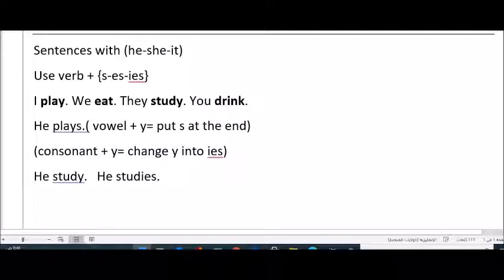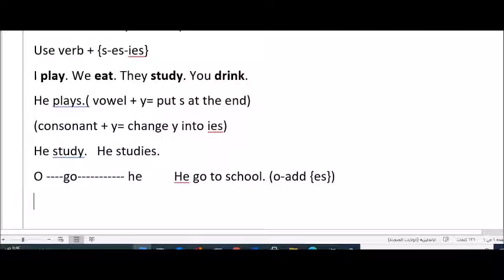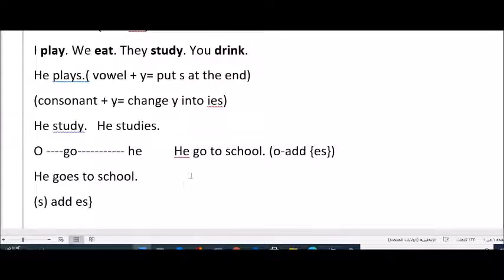What happens if the verb ends with o? Like the verb go, and the subject is he. For example, he go to school. The verb ends with o. Add es. It will be he goes to school. I didn't put only s here, I put es. Okay. If the verb ends with s, also add es. That happens with he, she, and it.